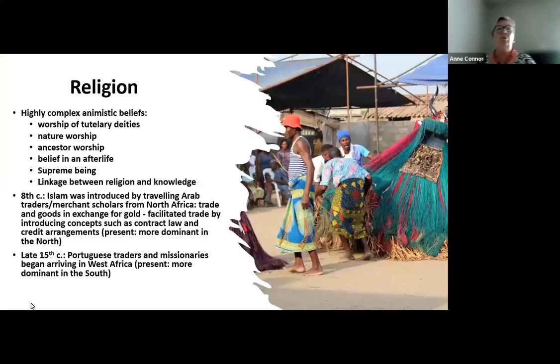A quick word on religion. They have often been qualified as having animistic beliefs, which means giving a soul to any kind of object. But this is a much more complex religion than is often believed. They have different deities that have names and roles. They worship nature. They very much worship ancestors and believe in an afterlife. Many also believe in a supreme being.